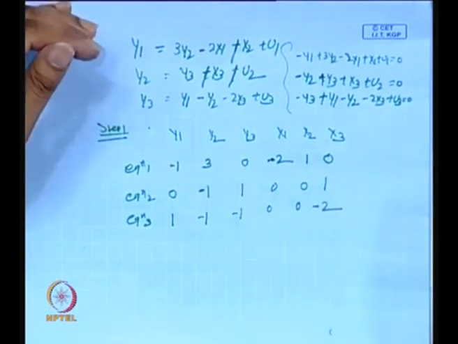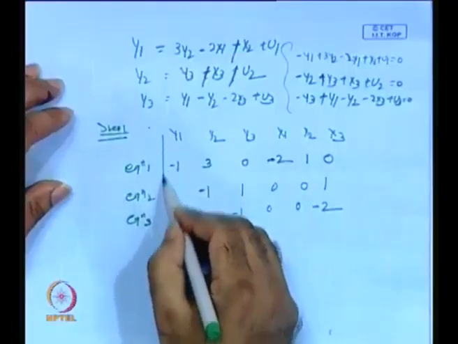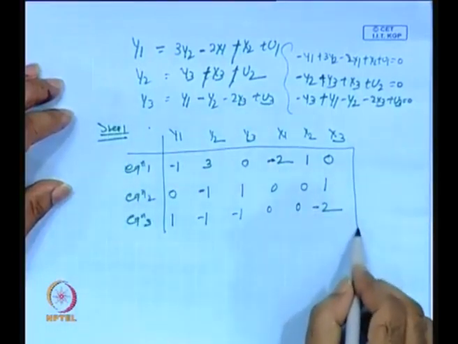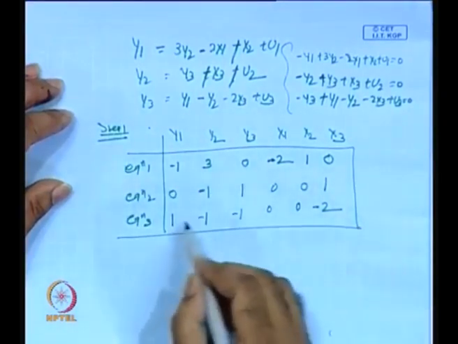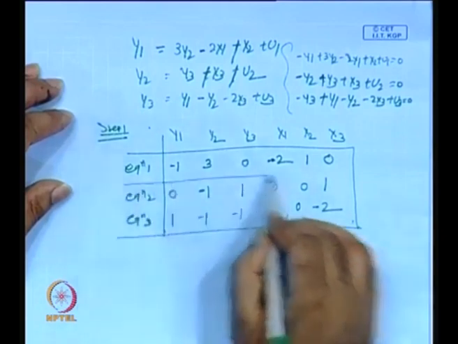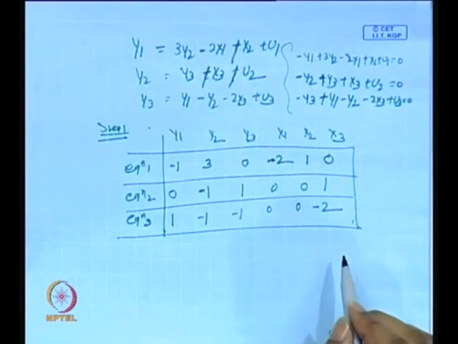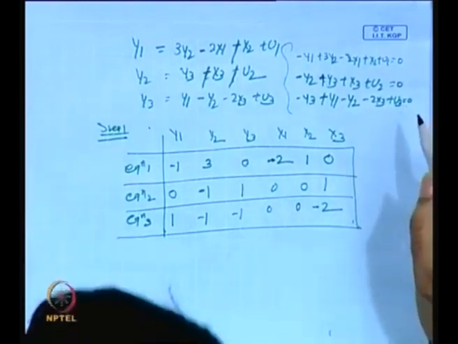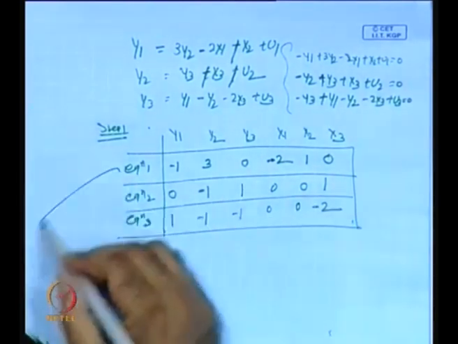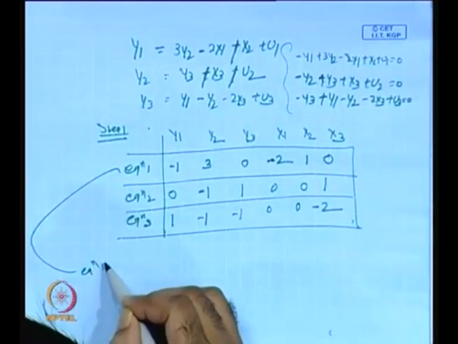That means if some variables are there, then obviously there will be some coefficient. If a variable is not there, then you assume that the coefficient is 0. As a result, you prepare this structural matrix. This is called the structural matrix of this particular simultaneous equation modeling. Now suppose our target is to identify equation 1.